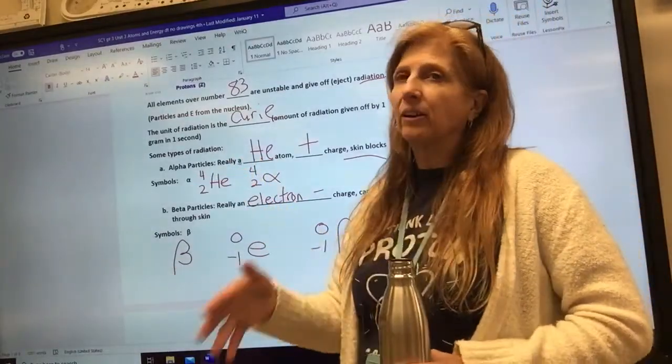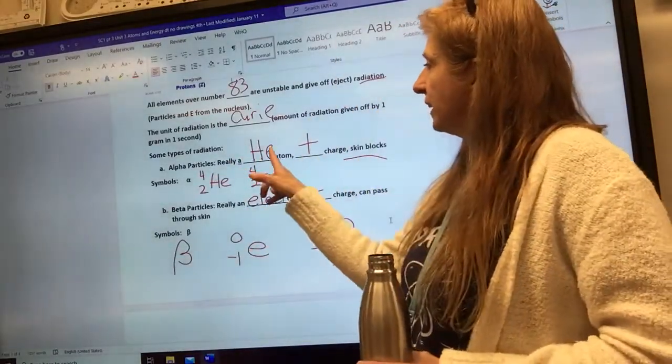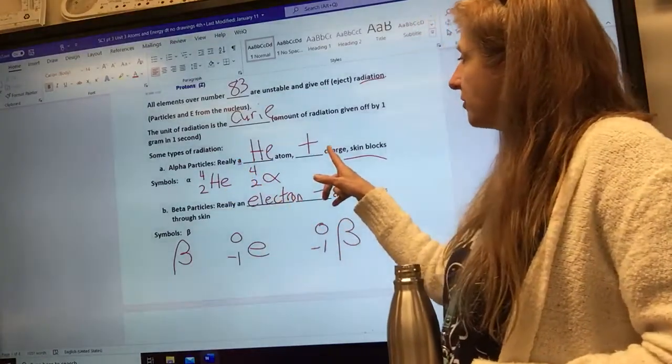Now, let's talk about one kind of radiation, the alpha particles. It's really a helium atom, and it has a positive charge.